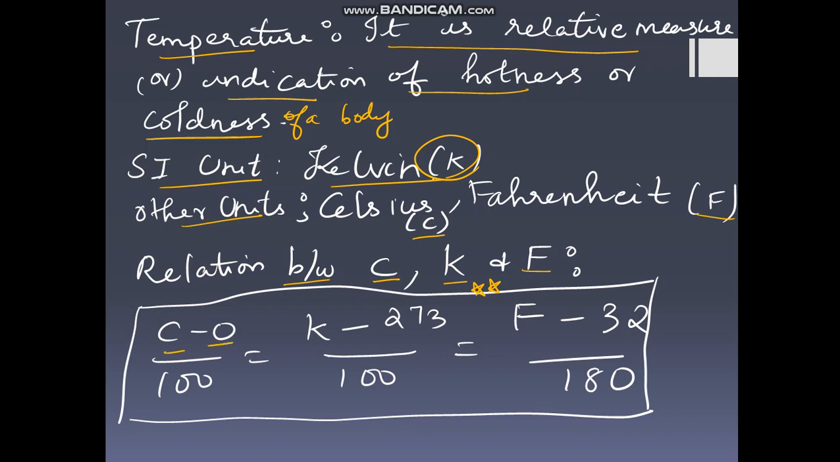C minus 0 divided by 100 is equal to K minus 273 divided by 100, which is equal to F minus 32 divided by 180. If you remember this relation, they will give you a temperature in Kelvin and ask what is the same temperature in Fahrenheit. So you can equate the equations and easily find the temperature. So remember, C minus 0 by 100 equals K minus 273 divided by 100 equals F minus 32 divided by 180.